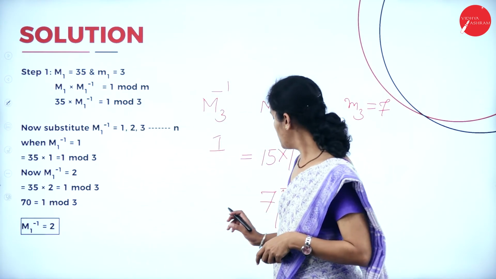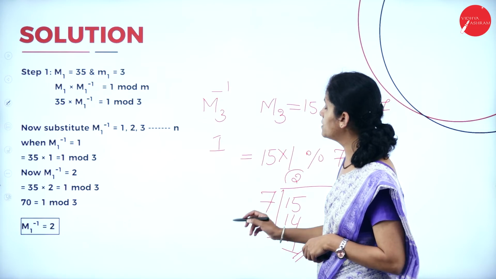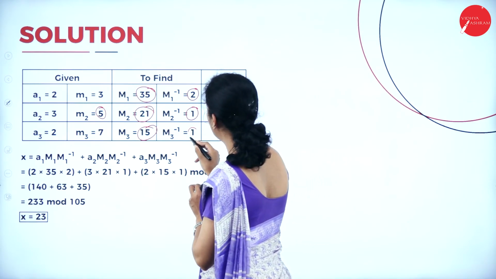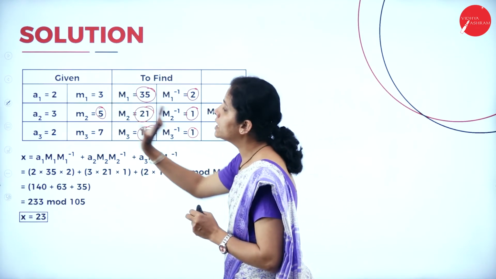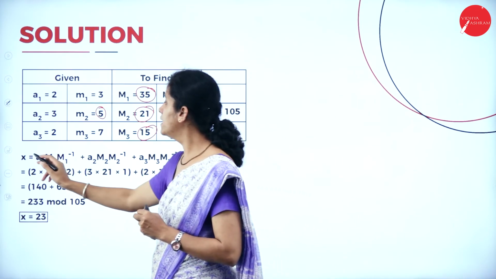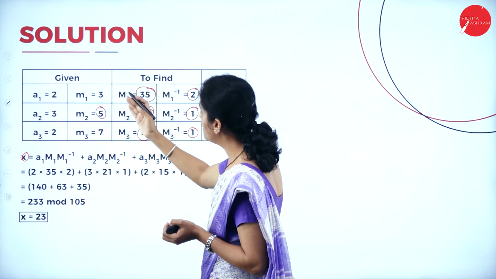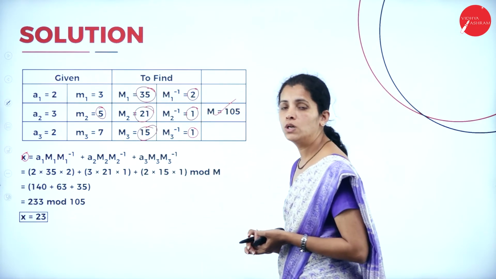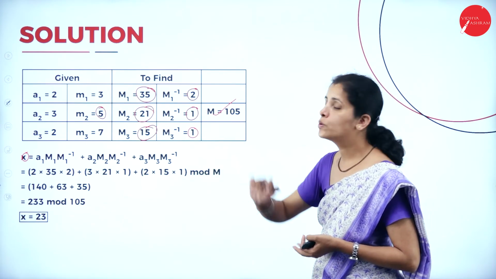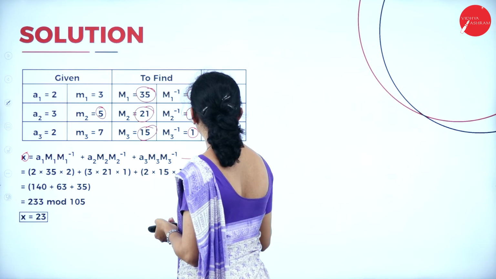Now I'm going to substitute this value 1 into my table. Okay, now my table is filled, but what is remaining? I want to find x. Now I calculated M as well as M1, M2, M3 as well as M1 inverse, M2 inverse and M3 inverse. Now I want to find out x and I'm going to substitute all these values in my equation 1.